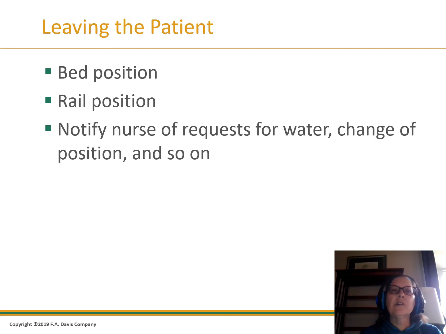When leaving an inpatient's room, make sure that you have not left supplies behind. Make sure the bed rails are up. Make sure the table is within reach of the patient. Notify nursing staff if a patient asks for food or water.